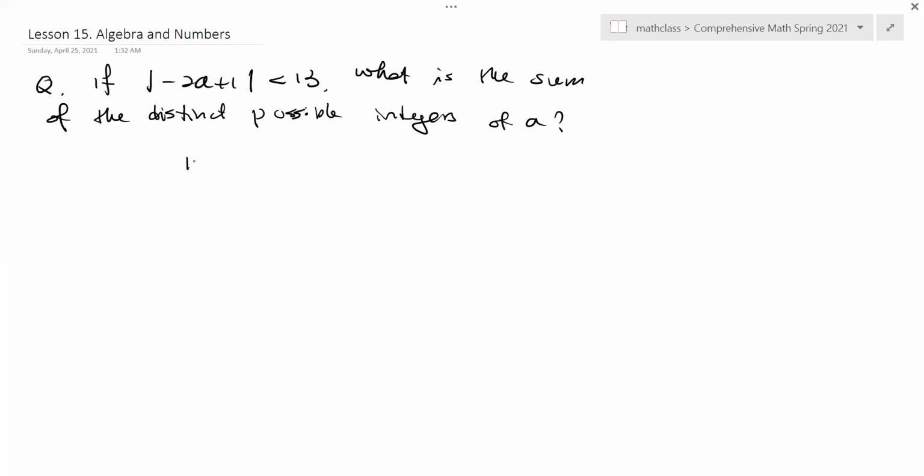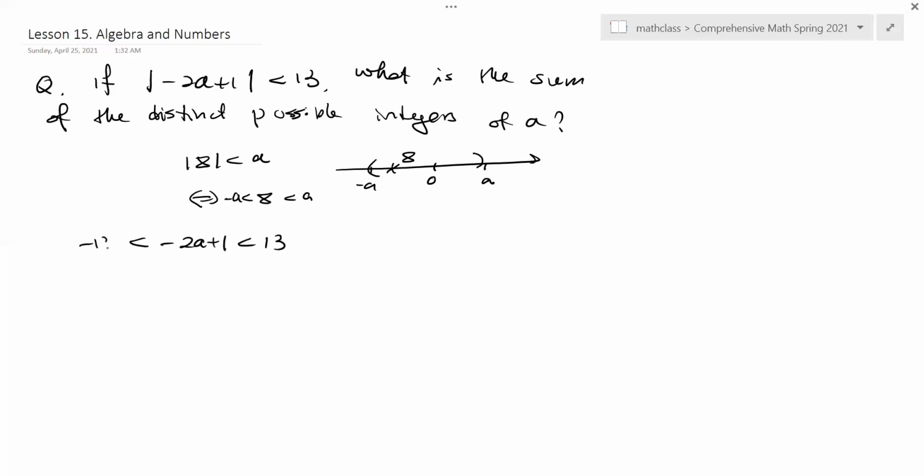The geometric meaning of this inequality is: here's 0, this is a, and this is negative a. Any x in this interval satisfies this inequality. In other words, this is equivalent to x less than a and greater than negative a. So the inequality can be changed to this one.